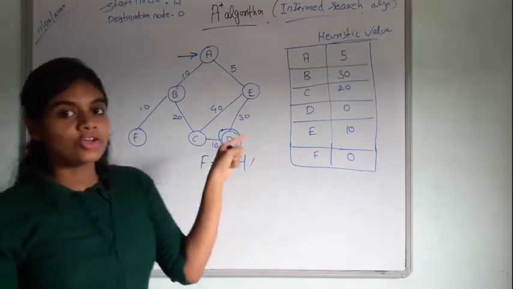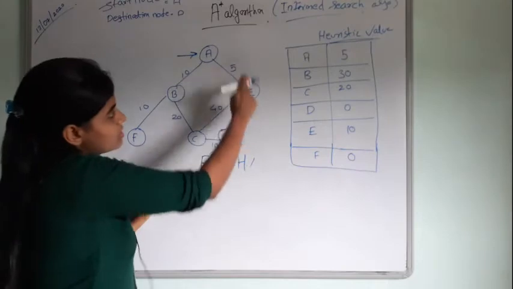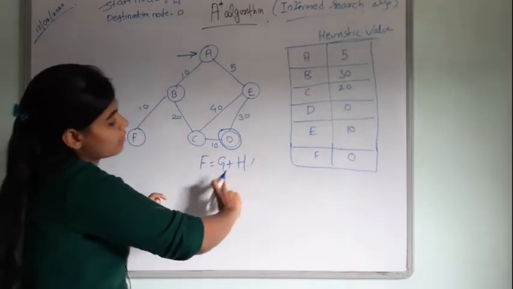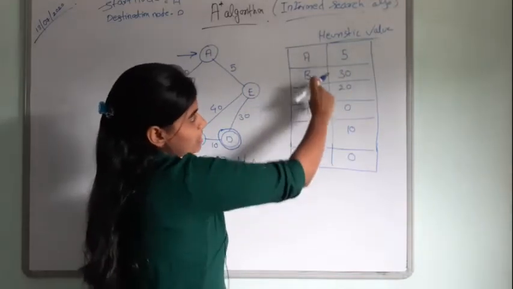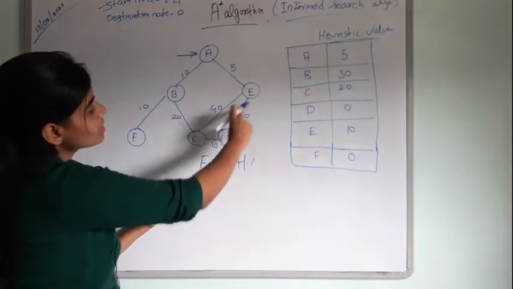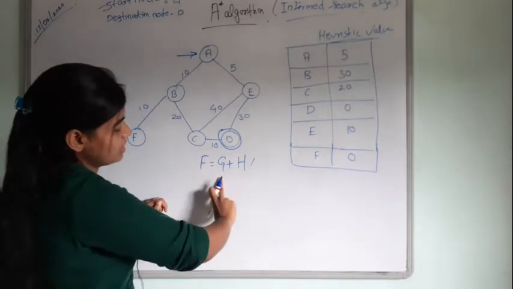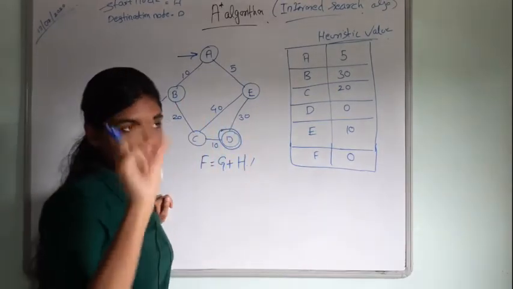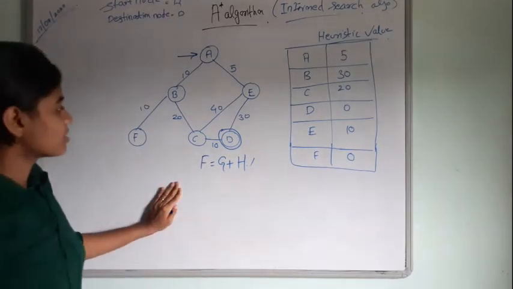G means the cost from one node to another node. This is the cost, this is G. F means you have to sum this G plus H. H means the heuristic value of each node of the graph, and G means the cost, the path weighted sum. And F is equal to G plus H is used to find the optimal, meaning the least path node. I hope you have understood the theory.